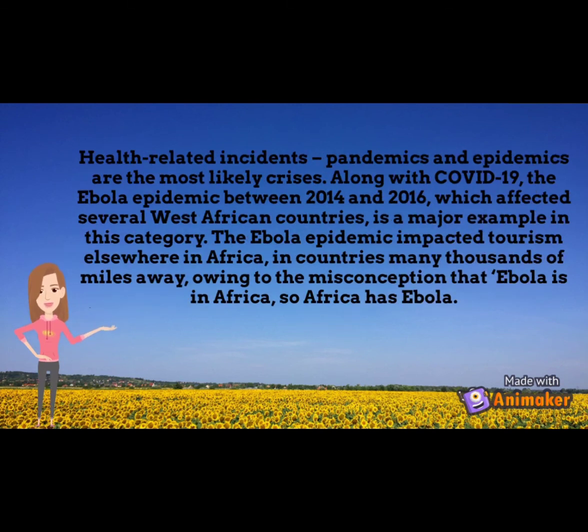Health-related incidents, pandemics and epidemics are the most likely crises. Along with COVID-19, the Ebola epidemic between 2014 and 2016, which affected several West African countries, is a major example in this category. The Ebola epidemic impacted tourism elsewhere in Africa, in countries many thousands of miles away, owing to the misconception that Ebola is in Africa, so Africa has Ebola.